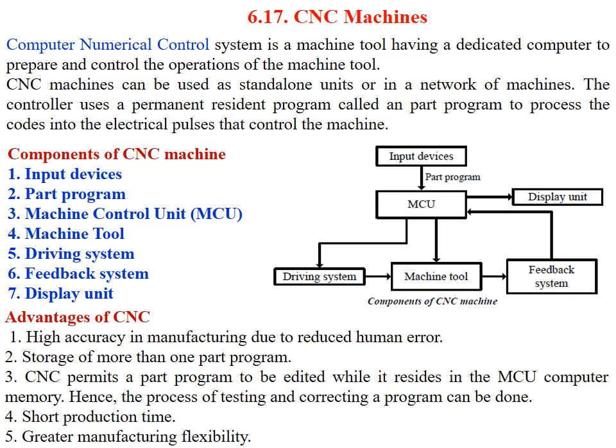CNC machines. A computer numerical control, or CNC, machine tool has a dedicated computer to prepare and control the operation of the machine tool. CNC machines can be used as a standalone unit, or as a network of machines. The controller uses a permanently residing program called a part program to process the codes into electrical pulses that control the machine. Basic components of a CNC machine are input device, part program, machine control unit or MCU, machine tool, driving system, feedback system, display unit.